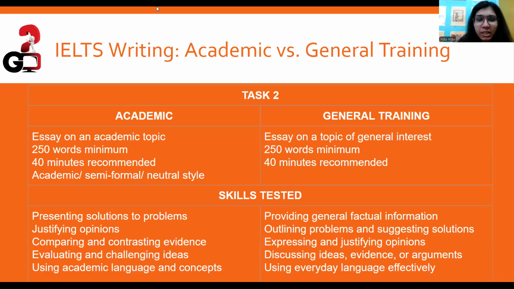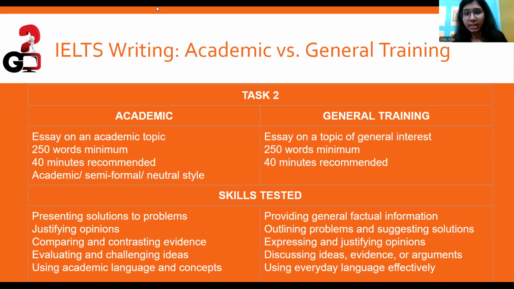All right. So we were discussing the academic task 2. We do know now what we are asked for. So the academic task 2 basically tests your ability to engage with complex ideas, justify your opinions, compare evidence, evaluate arguments, and all using appropriate academic language.